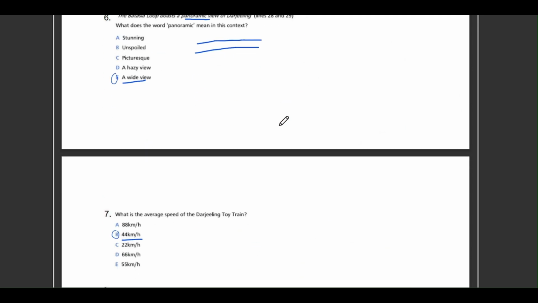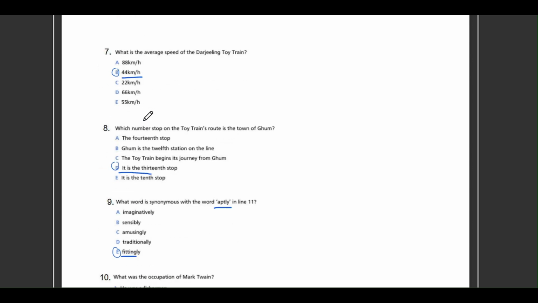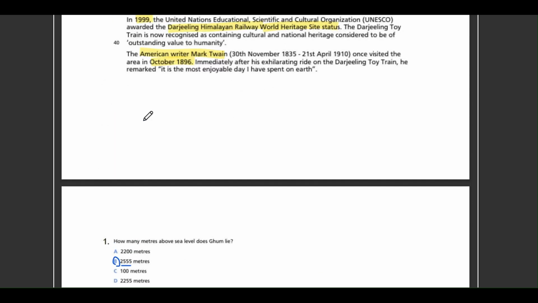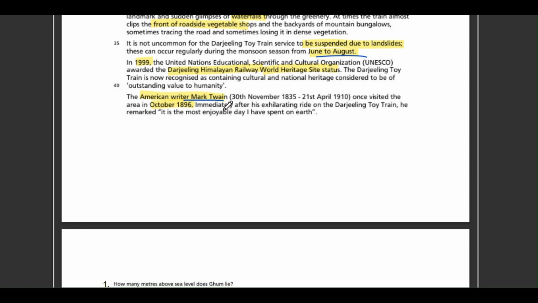Question 10. What was the occupation of Mark Twain? Was he A, a fisherman, B, a painter, C, an actor, D, a farmer, or E, an author? The correct answer is E. He was an author. Line 40 refers to him as the American writer Mark Twain. And a writer is also known as an author.